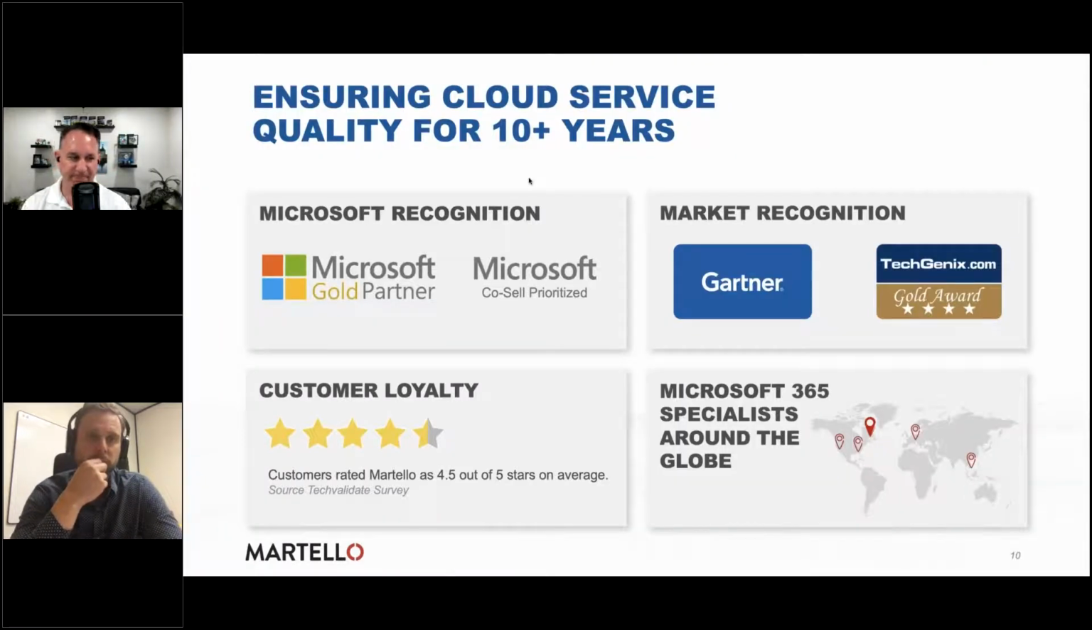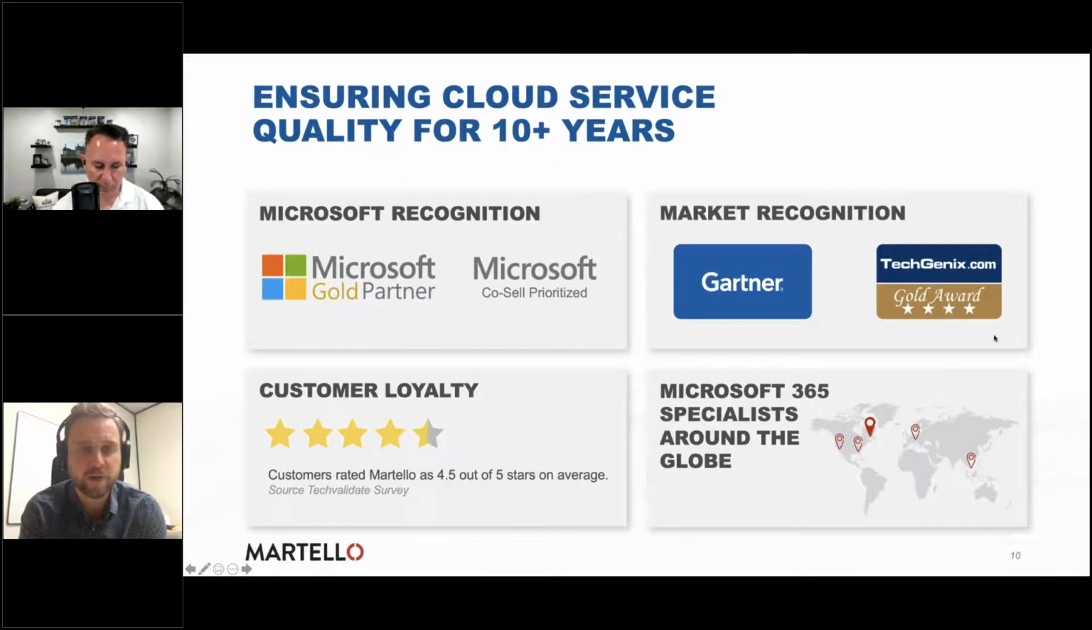Perfect. So I guess first, for those of you who may not be aware of Martello, why Martello? We have a long track record in the unified communications space, delivering call quality analytics for a number of vendors. Obviously, we're very focused on the Microsoft world now. It's a market-recognized solution with global specialists all over the world, and a good track record with customer loyalty. We were recently accepted into Microsoft's Global Strategic Alliance Program, where Microsoft is working closely with us and bringing us into customers to help with those pain points. So that's a great endorsement coming from Microsoft.